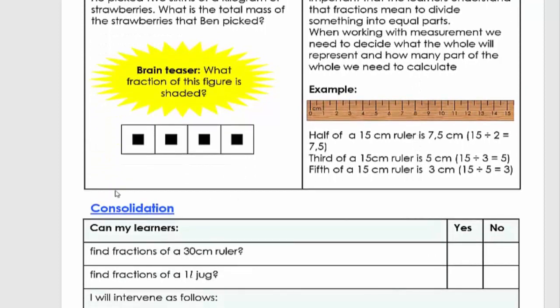Then lastly, we come to the consolidation. If you ticked yes, you carry on to the next lesson. If you got a no, you need to revisit or revise the activities or questions, or contact SA Teacher.